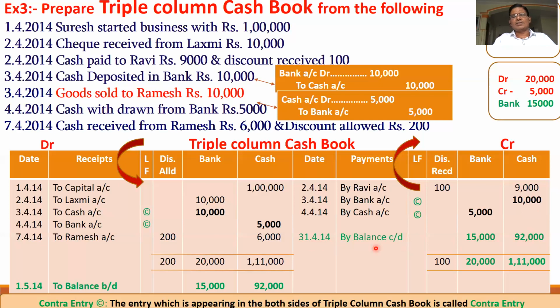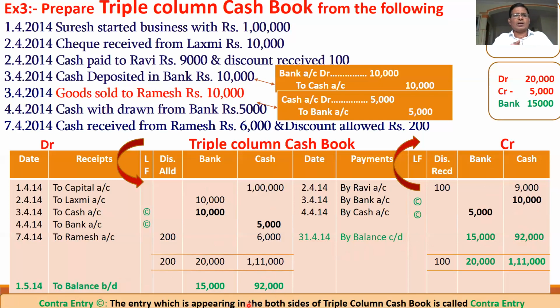Both are balanced on the last day of the month, that is 30th April. So 15,000 bank balance, 92,000 cash balance. This is carried forward to the next month's first date, that is 1st May: 15,000 bank balance and 92,000 cash balance.